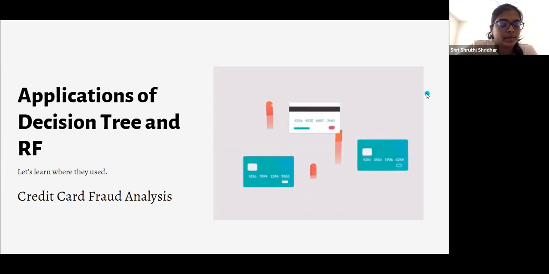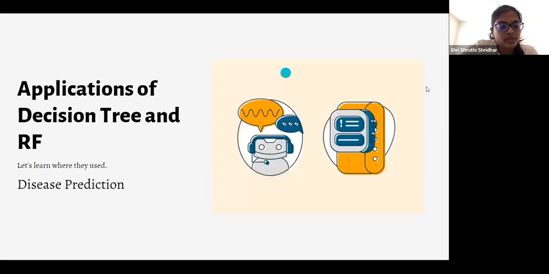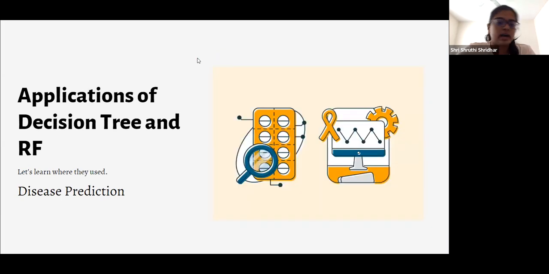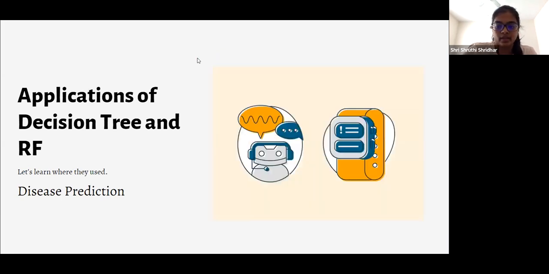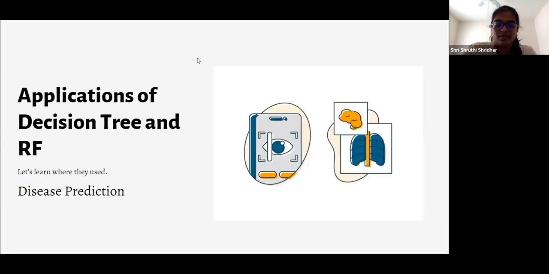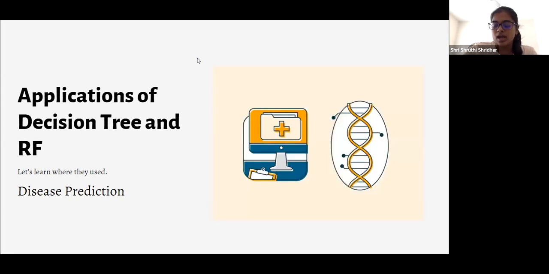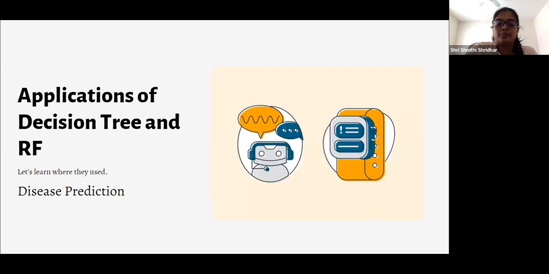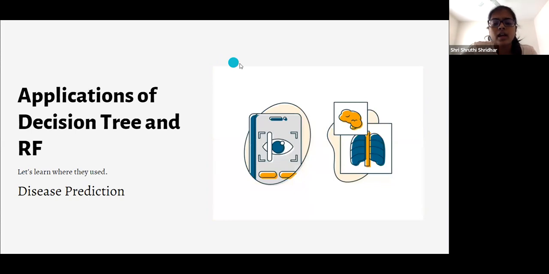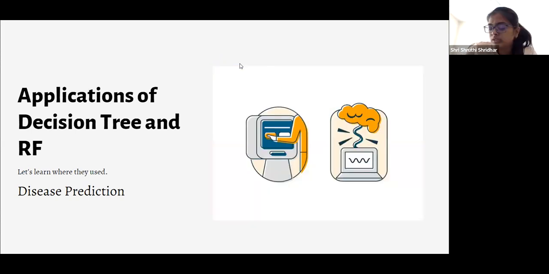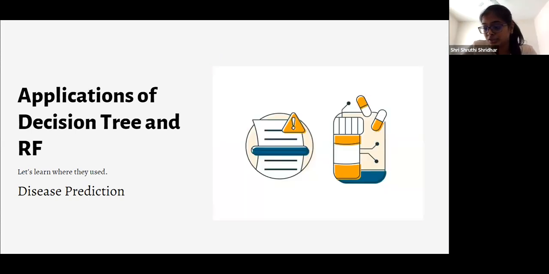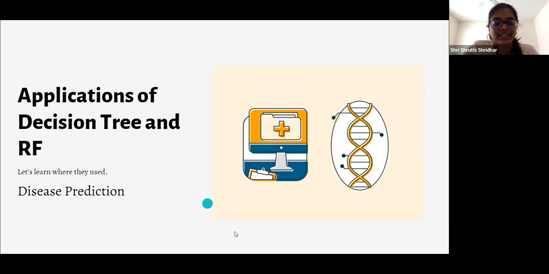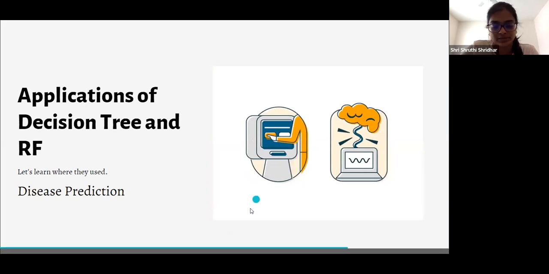So let's look at another example. This is prediction. What do we do when we have any symptoms these days? Before even consulting a doctor, we go and search in Google: I have fever, I have cold, what else? I have headache. And then based on these symptoms, Google literally just shows us a few different things that we might be suffering from. So what is it doing? It is just using decision tree and random forest behind the scenes.